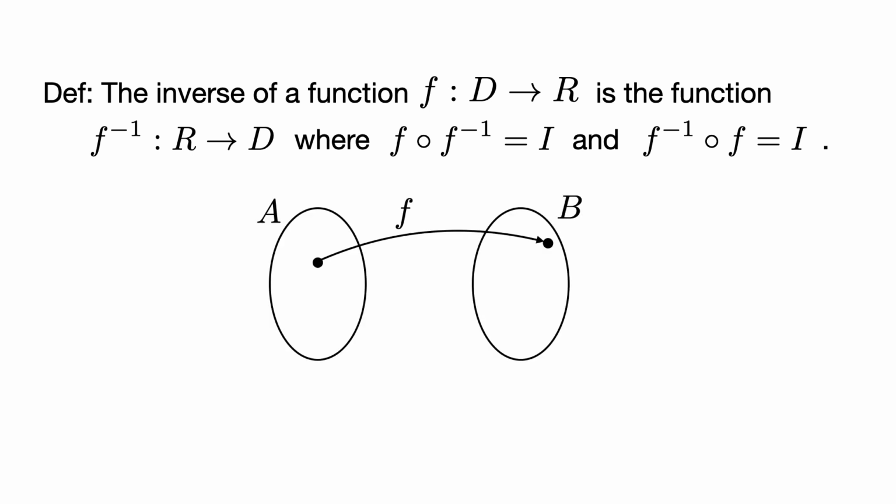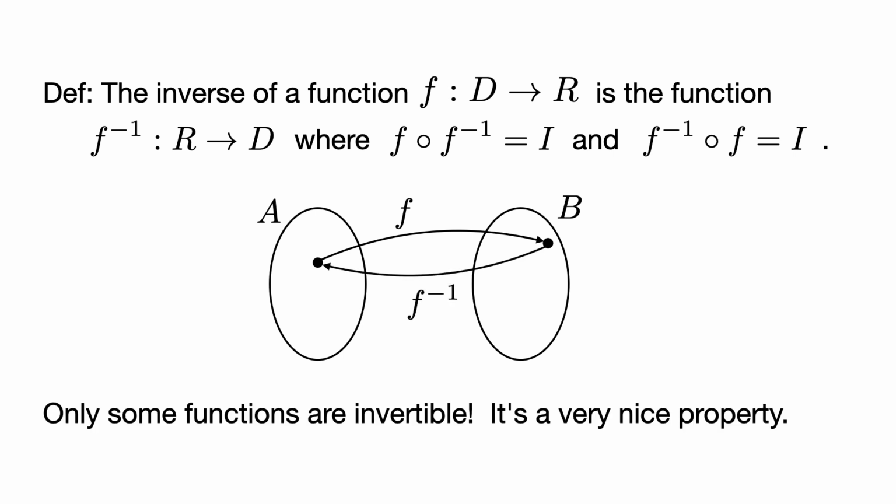So if f maps this point in A to that point in B, f inverse maps it right back. Only some functions are invertible. It's a very nice property. In fact, a lot of engineering is trying to figure out what was the input that yielded this particular output. If a function is invertible, it's really nice because we just take the output, put it into the inverse function, and see what the input was. We don't always have that luxury.